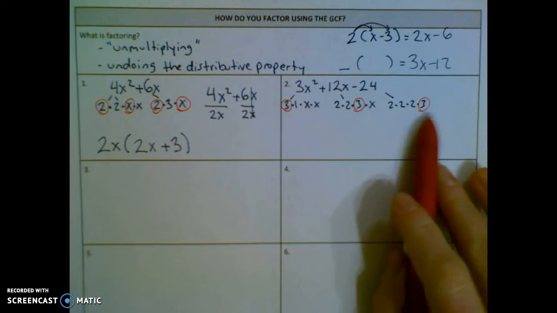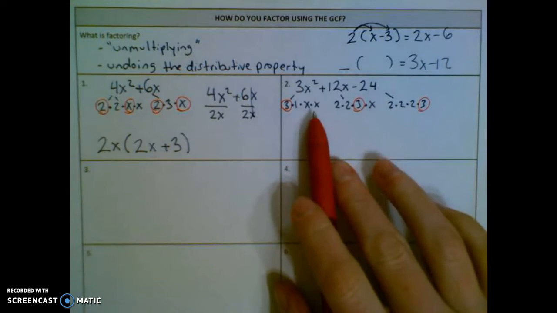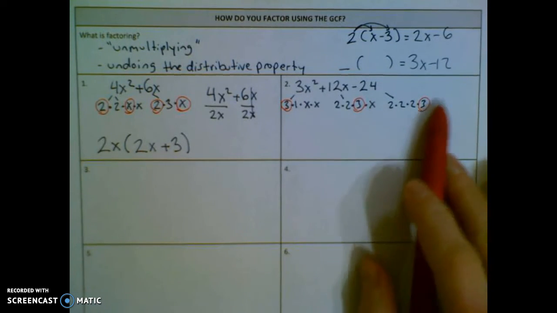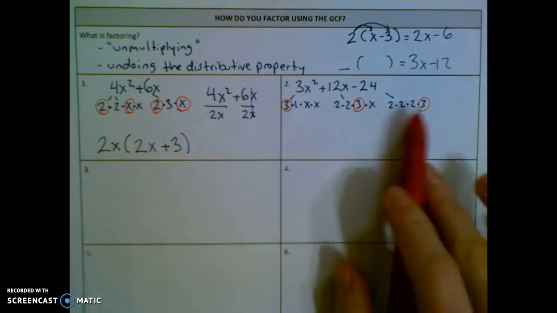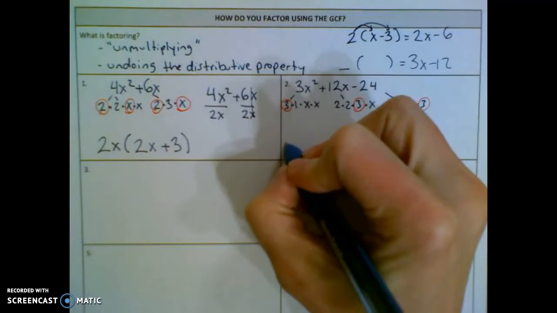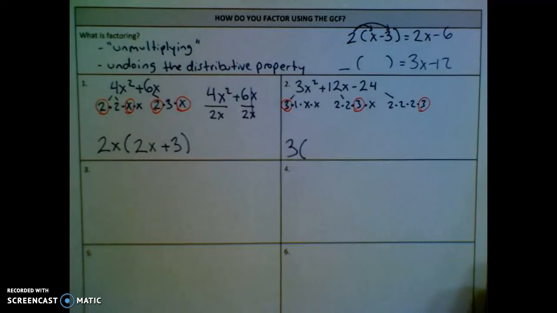This guy does not have any x's, therefore I can't circle these. These guys have x's in common, but they don't all three share that in common, so the only thing they have in common is just a 3. So my GCF is just a 3, parentheses.